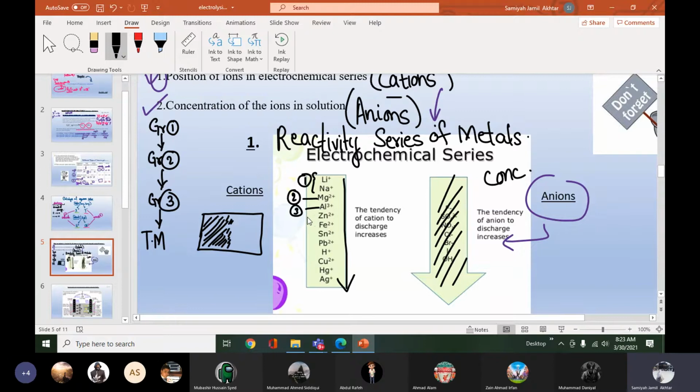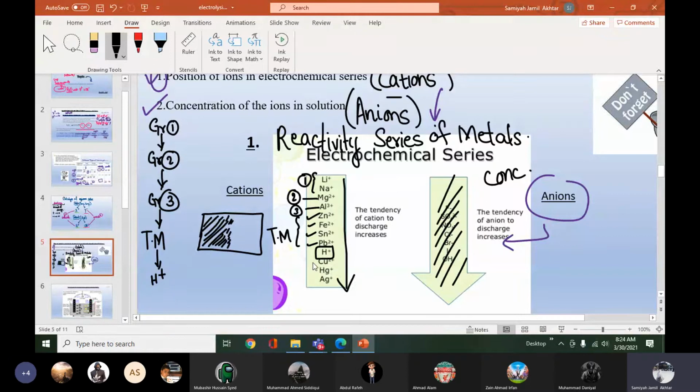Like zinc, iron, tin, lead, these metals are upper transition metals. Then you have hydrogen in the middle, H positive, because water is present. Because of water, we will always get H positive. So the H positive position is between the transition metals here.